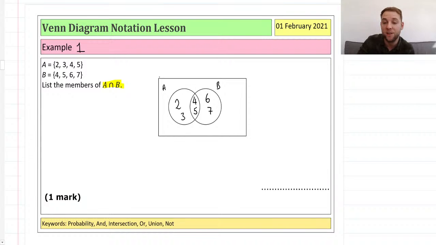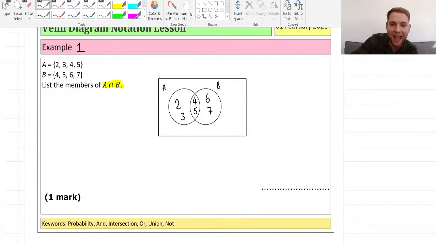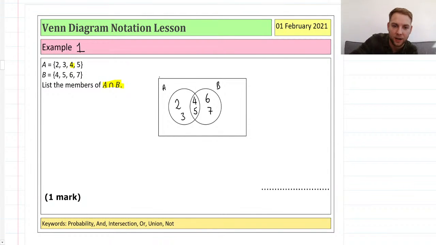So list the members of A and B. Well, the things which are in A and B, you don't need the Venn diagram, but you can use it if you want to. So the things which are in A and B are going to be 4 and 5. So 4, 5 there, like so. 1 mark for that. Get that one down. And once you start to understand this, this becomes quite easy, as long as you know what those symbols mean.